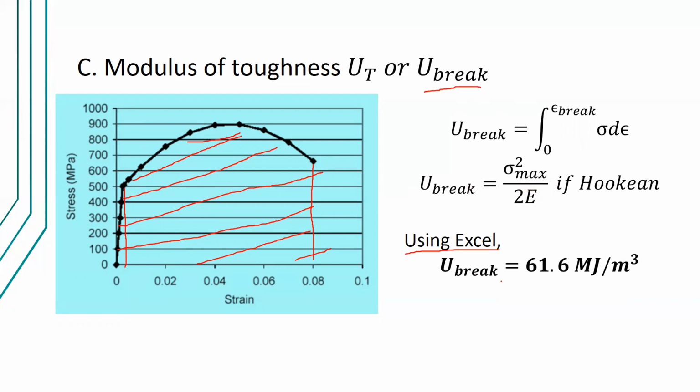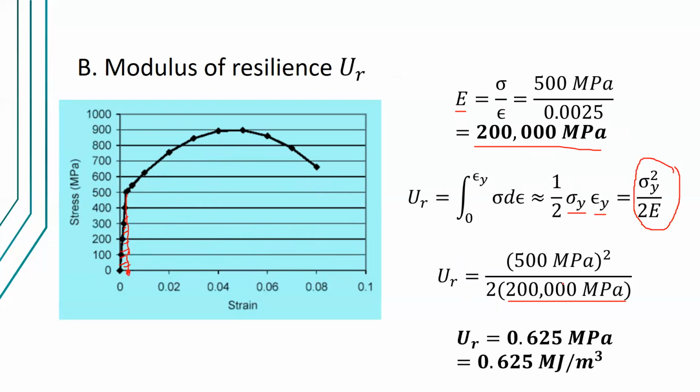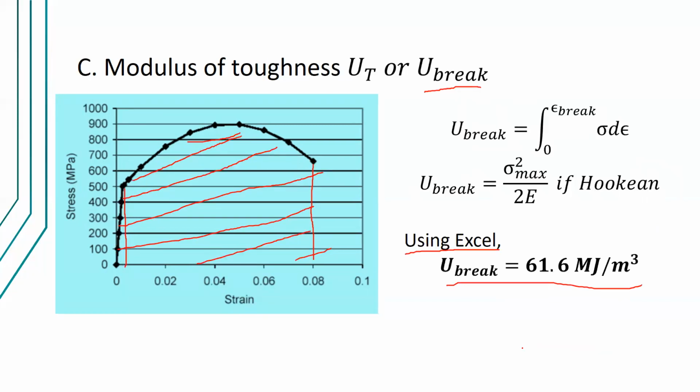You can use your integration technique. You can search for video tutorials on how to use Excel to do numerical integration, or calculating the area under the curve. Using that, you will find that the area under the curve, which is equivalent to your toughness, is 61.6 megajoules per cubic meter. So nakita nyo kanina yung resilience 0.6 lang, but the toughness is 61.6.